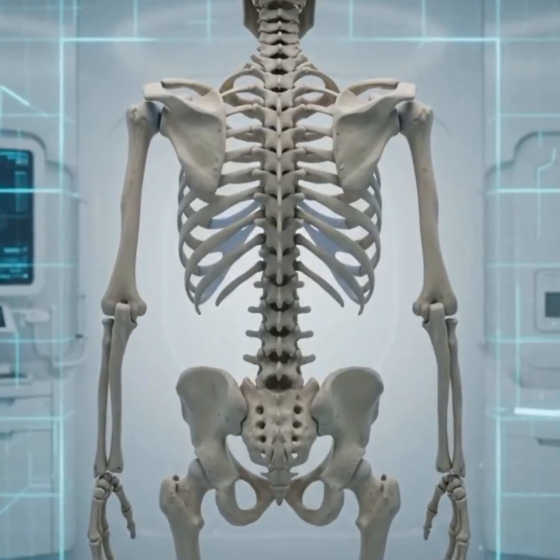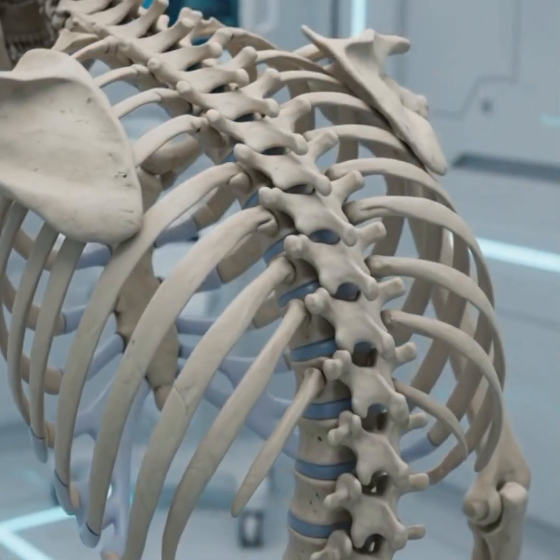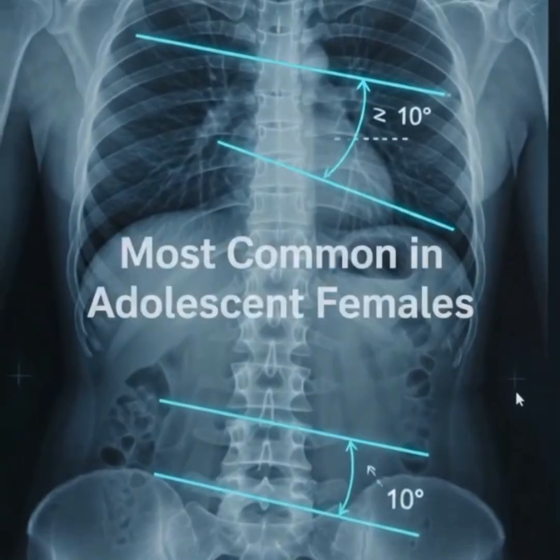Scoliosis is a 3-dimensional curvature. It involves both lateral deviation and rotational twisting. This rotation causes the ribcage to protrude. It is most common in adolescent females.